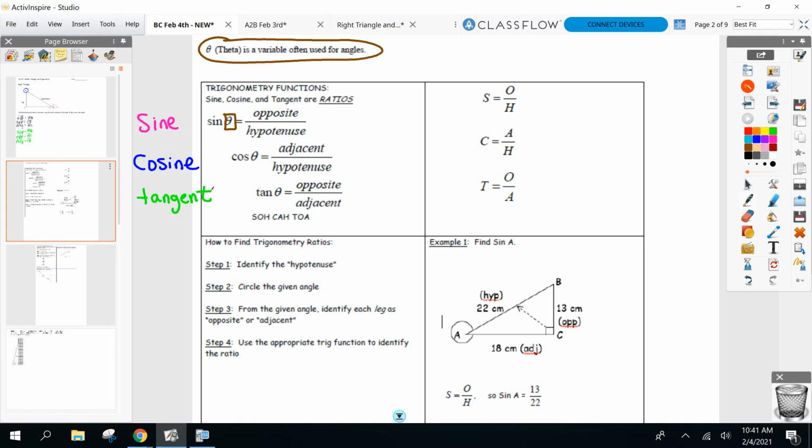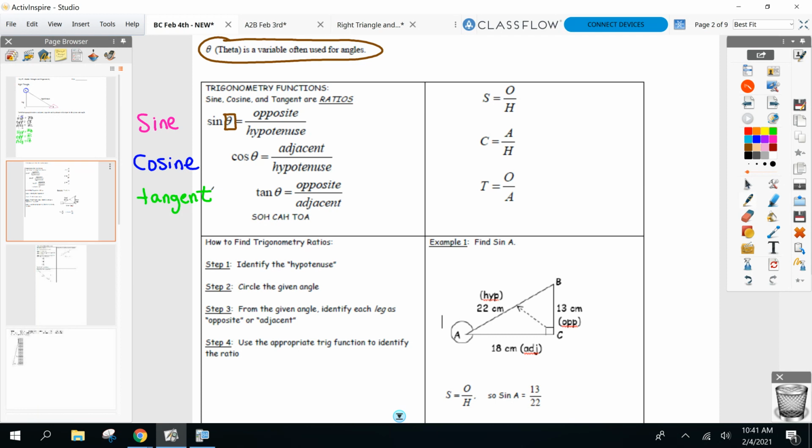So these three ratios, your head's probably spinning right now. I get it. You're not too sure how we're going to use it. And on top of that, how are you going to remember this? How are you going to remember cosine is adjacent over hypotenuse? Make your index cards, go to Quizlet, you do all that great stuff. I got a little device that may help you remember what order all these go in.